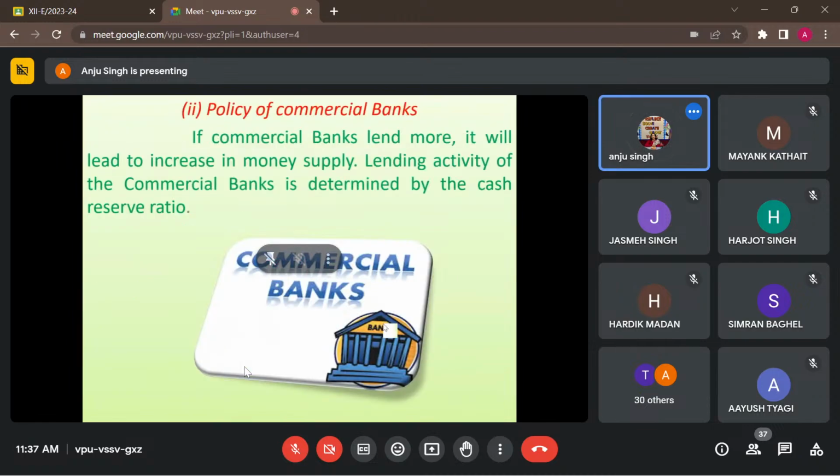Then the second policy that affects the money supply is the policy of commercial banks. Commercial banks' policy simply means the credit creation policy. And we all know that this policy is completely regulated by the central bank. So credit control policy means whether the central bank will try to create more credit or less credit, whether the borrowings will be given at a higher rate or a lesser rate, depending on this.